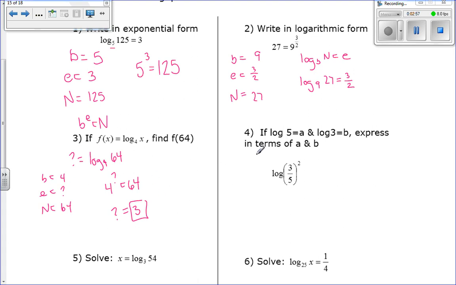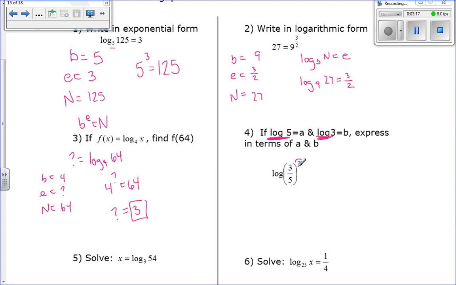For number 4, I saw a lot of people making this mistake in class. A is not equal to 5. The log of 5 is equal to A. And the log of 3 is equal to B. So express in terms of A and B.